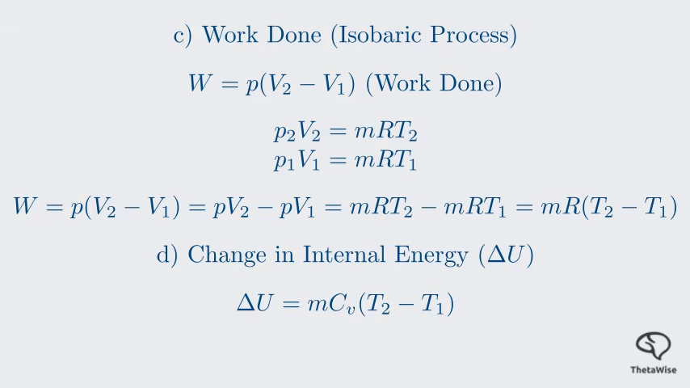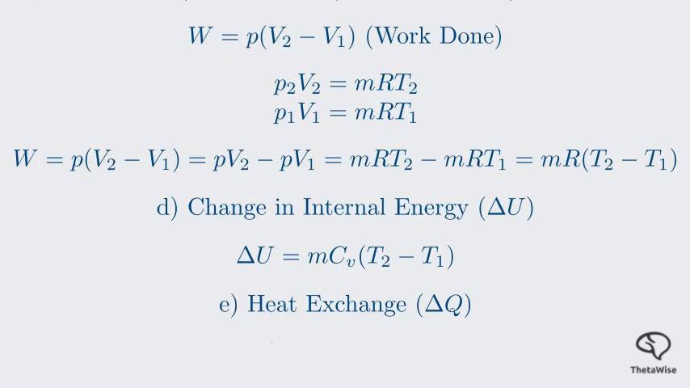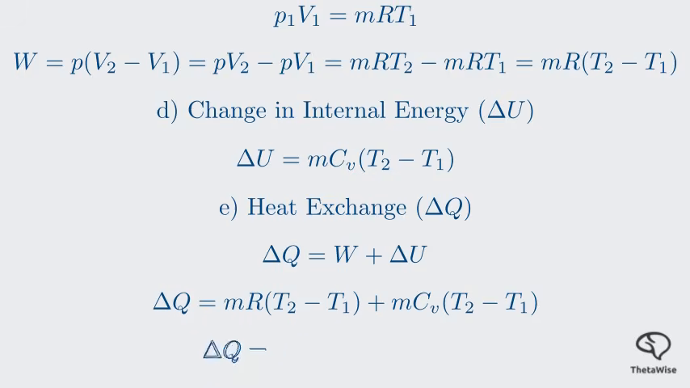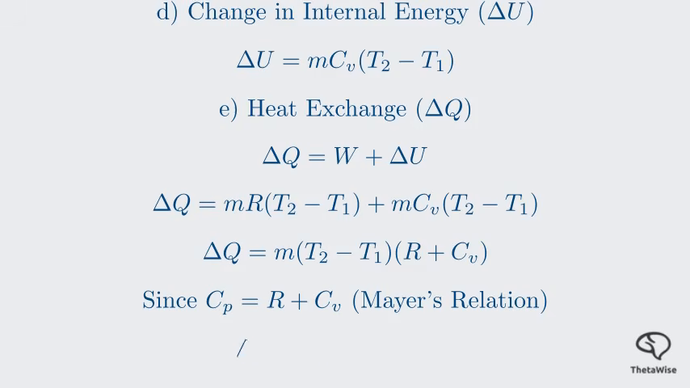Finally, let's consider the heat exchange during the process. This is governed by the first law of thermodynamics, which states that the heat added to a system, Q, is equal to the change in its internal energy, delta U, plus the work done by the system, W. By substituting the equations for W and delta U that we just derived, we get a formula for Q specifically for an isobaric process. After some simplification, we arrive at Q equals m times Cp, the specific heat capacity at constant pressure, times delta T. This relationship, Cp equals R plus Cv, is called Mayer's relation. So the heat transferred is simply the mass times Cp times the temperature change.